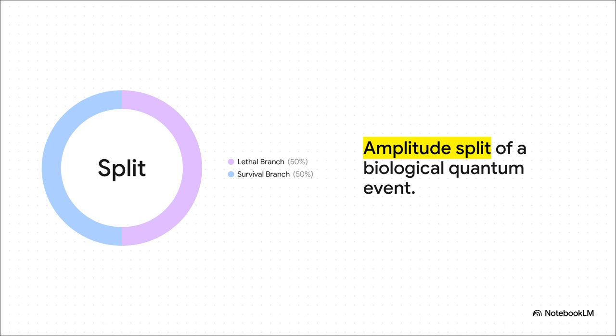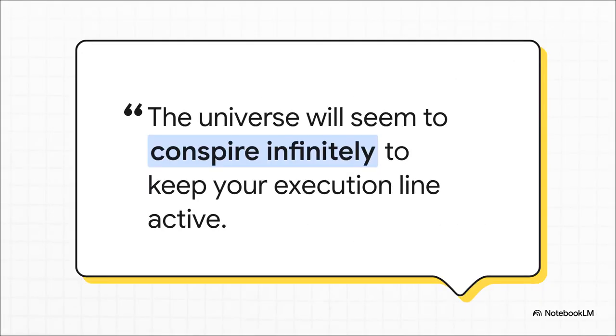But then you have the survival branch. Over here, the execution thread remains active. Because you can only experience the branch where you're actually capable of processing data, your consciousness is forced to keep registering the temporal flow in the survival branch. Which leads to this profound and frankly kind of chilling quote from the spec. The universe will seem to conspire infinitely to keep the execution line of your consciousness active.